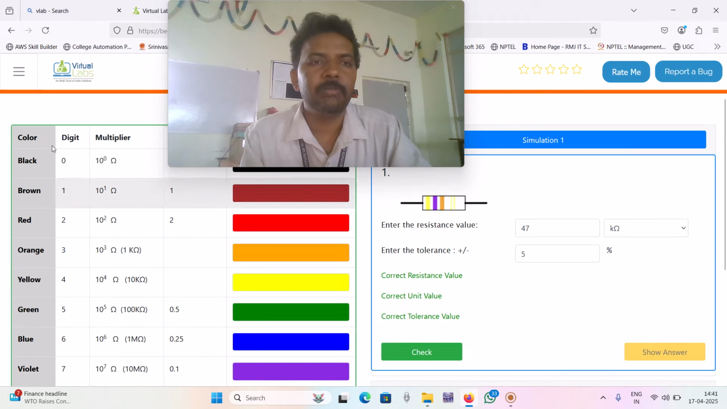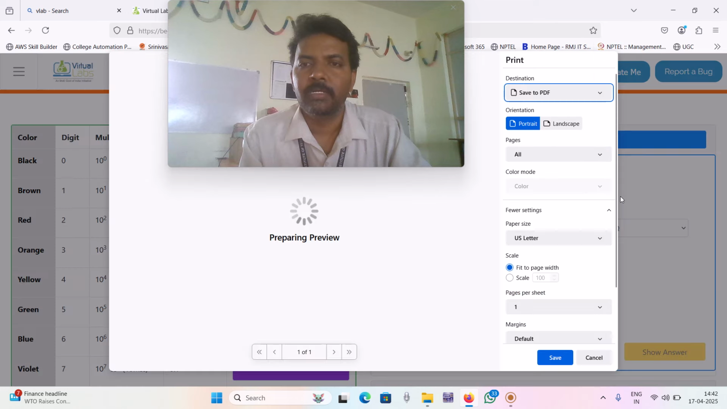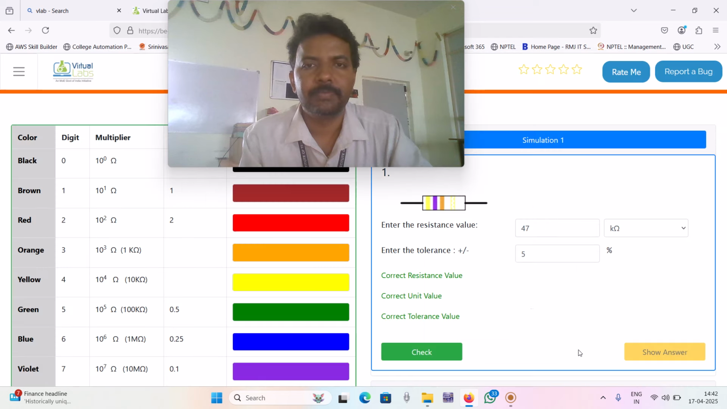And finally, you need to take the printout of this one, or a screenshot of this one. Otherwise, you can take the printout. You can go to the top right corner and click on print. And here you can save this file as a PDF file. Then later you can send it to your mail ID. Then you can take the printout of it. Then add it to the laboratory record. Okay? That's it. So that is about the first experiment.